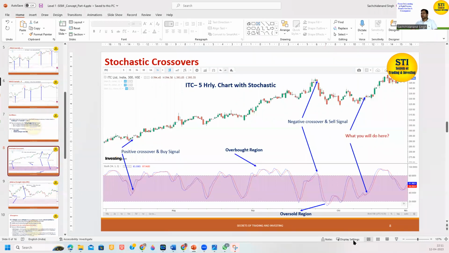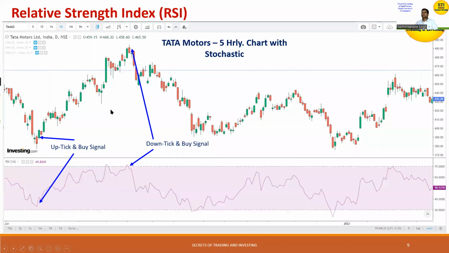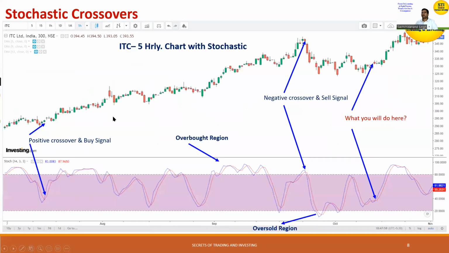And how to read it, I'm going to take the help of my slide. So this particular stochastic is very similar to MACD.